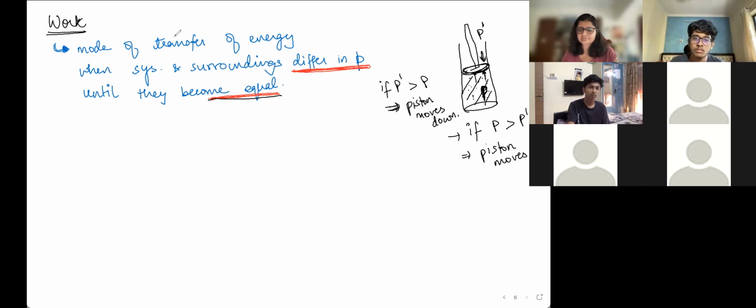Could you repeat the last part again? So work is a mode of transfer of energy. What you have learned earlier is that energy is the capacity to do work, right? So this is exactly the reverse of that.